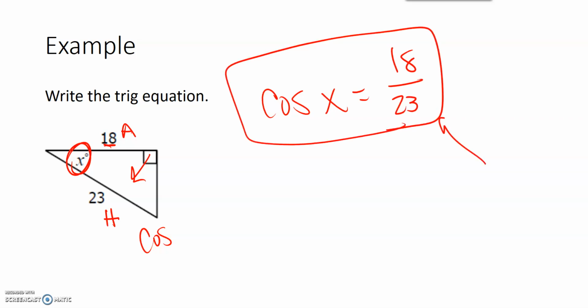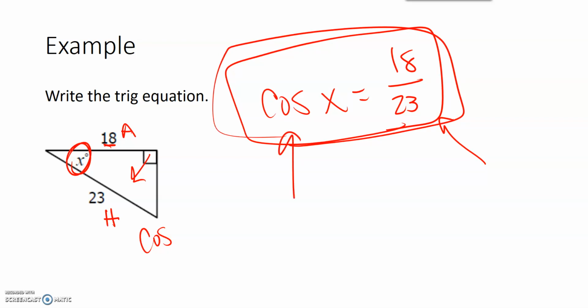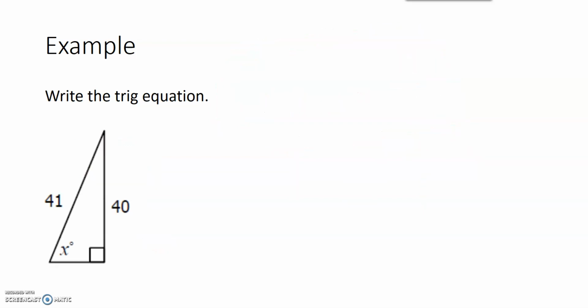Now this is an example of where I do not want you to simplify that fraction. This one doesn't simplify anyway, but you have two numbers, and if they could, I don't want you to do it. Okay? So this is what I would expect in Schoology. Trig function, angle, ratio. Okay?